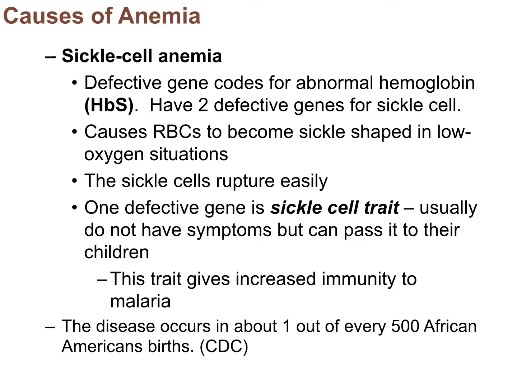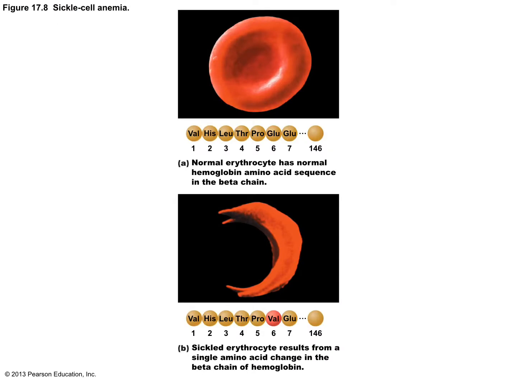The disease occurs in about 1 out of every 500 African American births. African Americans have the highest percentage of sickle cell anemia because the sickle cell trait originated in areas in Africa where there were high rates of malaria. This just gives you a nice visual of a normal red blood cell versus a sickle cell anemia red blood cell.